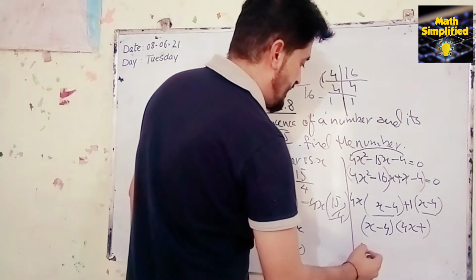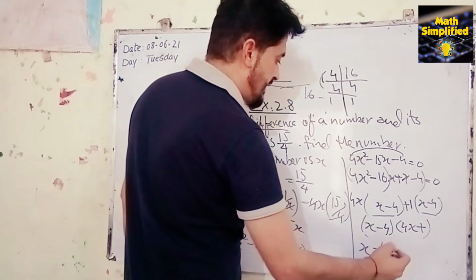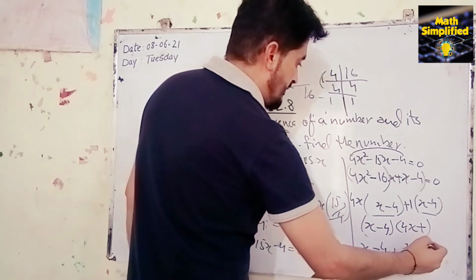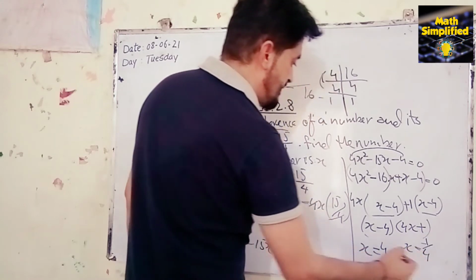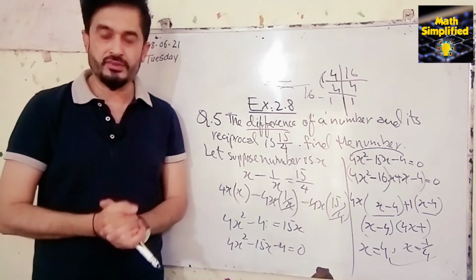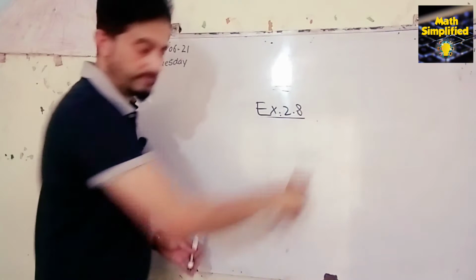Now we will take the values from each term. x minus 4 equal to 0 gives x is equal to 4, and the other one will be x is equal to minus 1 by 4. This is the solution set and this is the answer. Hopefully you will understand the question, and let's do one more question.